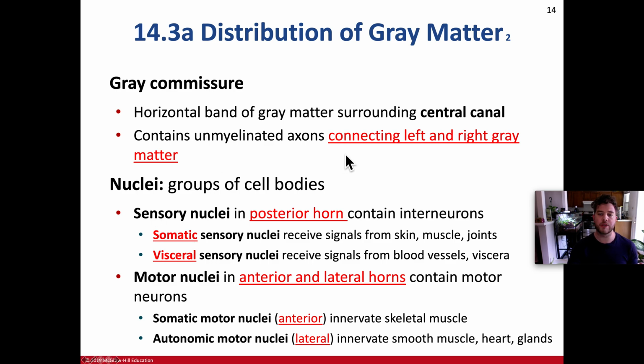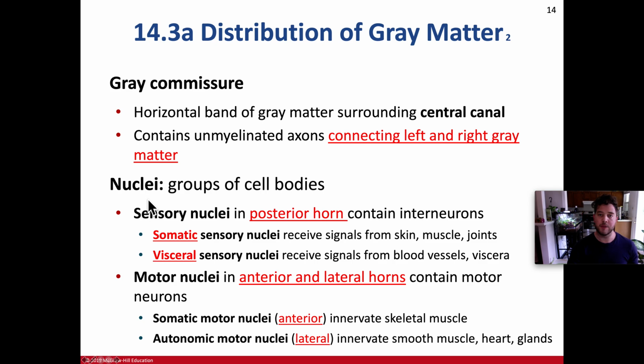So connecting those horns, you have this gray commissure. Remember, in the brain, there were commissures that connect the two halves of the hemispheres. Your corpus callosum is one of those commissures. So the gray commissure is a horizontal band of gray matter surrounding the central canal. It has unmyelinated axons connecting the left and right gray matters. So commissures connect the left and right sides.